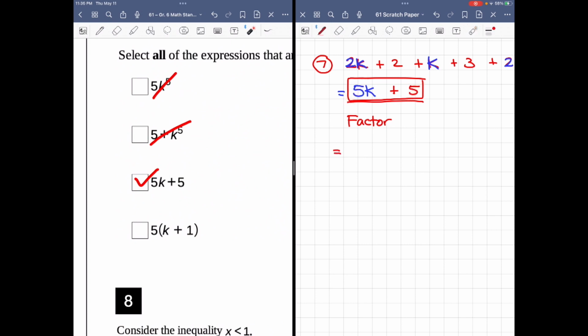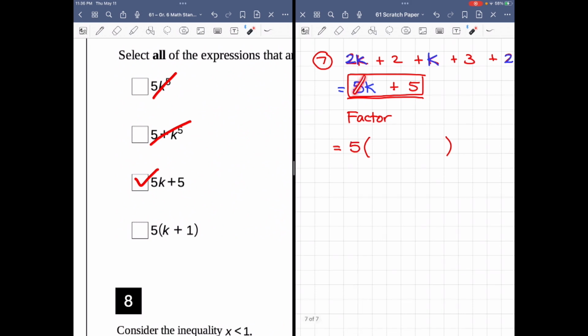So on the next line, write down 5, and give yourself plenty of space in the parentheses. And we're writing a 5 here because you can divide by 5 and divide by 5. So 5 divided by 5 is 1. Write down 1. And this 5 divided by 5 is also 1. So this here is what goes inside the parentheses.